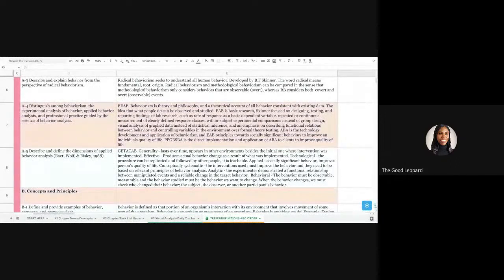Applied, socially significant, we know that, and it improves their quality of life. Ranking target behaviors. I've seen so many times that people choose behavior plans and target behaviors that don't really even matter that much, or therapists that choose skills that the client already has. That doesn't make any sense. Why choose target behaviors that the person already has? You're not really improving their quality of life because they already knew how to do that thing.